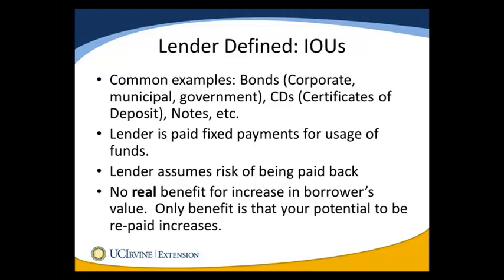Corporate bonds mean that you're lending money to a corporation such as IBM, GE, Verizon, and so on. Municipal bonds mean that you're lending money to a municipality such as a county within a state. And then government bonds, which are also called treasury bonds, mean you are lending money to the U.S. government.